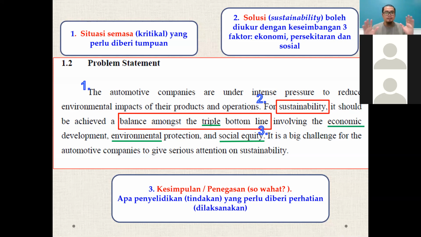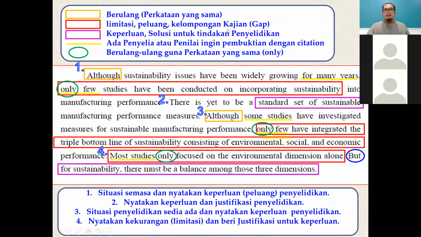It is a big challenge for automotive companies to give serious attention to sustainability. Very clear. From this paragraph, we can know that they want to study sustainability using the 3 bottom lines: social, economic, environmental, in the automotive industry. Because mostly in automotive, they give serious attention to sustainability. Okay, this is the first paragraph. Now we go through the second paragraph.